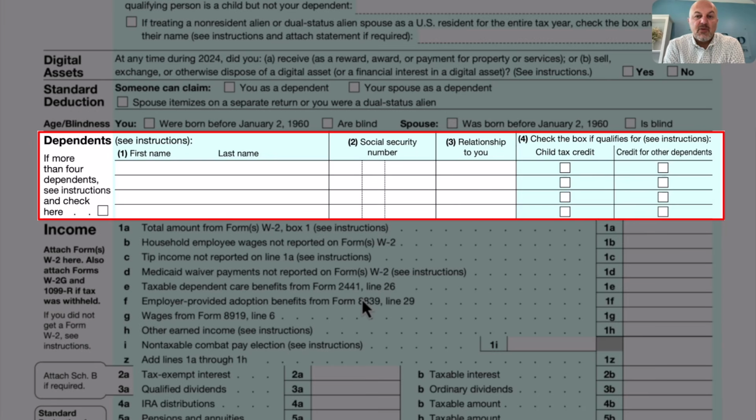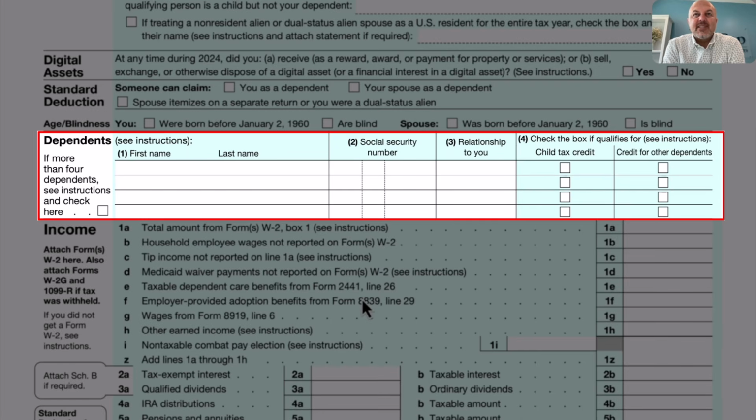So if someone's living with you, such as a child or a parent, and they're fully self-sufficient, you don't provide any support, or you provide support but not more than 50% because they earn too much money, they are not considered a dependent. You'll notice on the dependents category, when you put their full name, their social security number, and their relationship to you, there are also two checkboxes. One is for the child tax credit, and the other is for credit for other dependents.